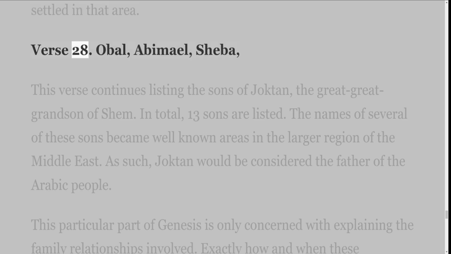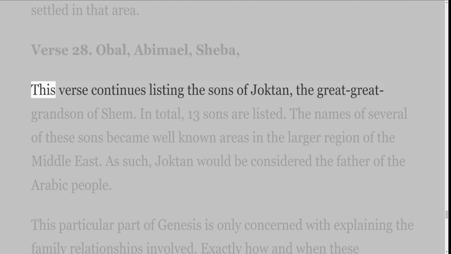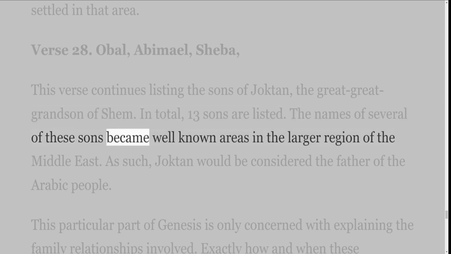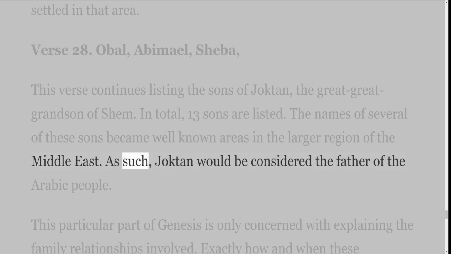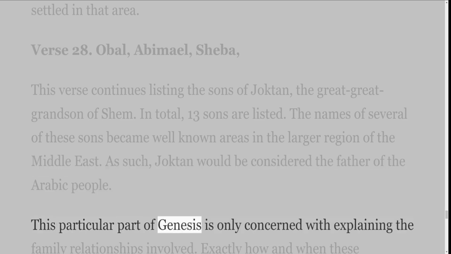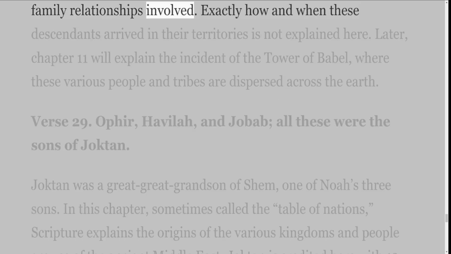Verse 28. Obal, Abimael, Sheba. This verse continues listing the sons of Joktan, the great-great-grandson of Shem. In total, 13 sons are listed. The names of several of these sons became well-known areas in the larger region of the Middle East. As such, Joktan would be considered the father of the Arabic people. This particular part of Genesis is only concerned with explaining the family relationships involved.